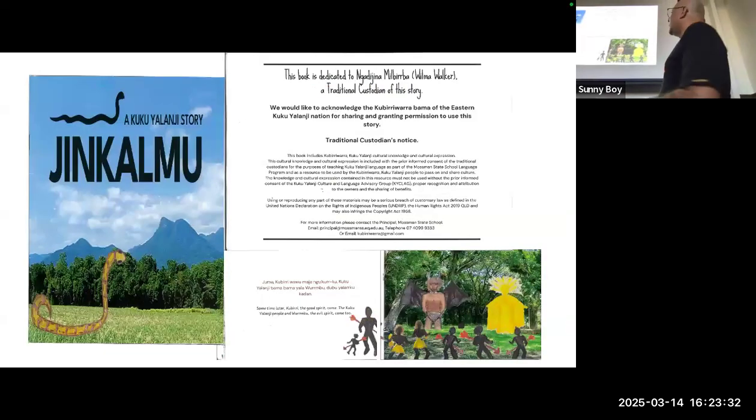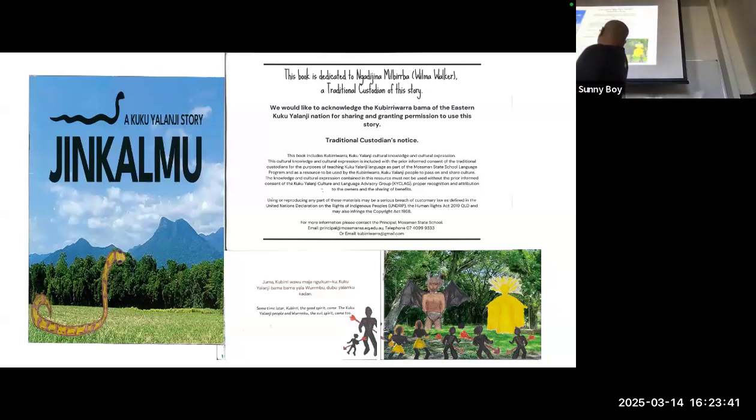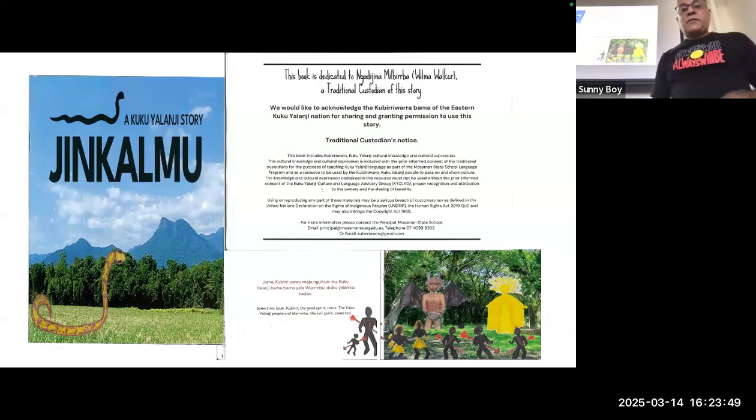And then Uncle Bennet showed me a book that he had developed in his community, also a bilingual book in Kuku Yalanji language and English. And the artwork was done by the children, and they combined image with artwork here. So, yeah. After all of these things, we said, all right, now let's work together.